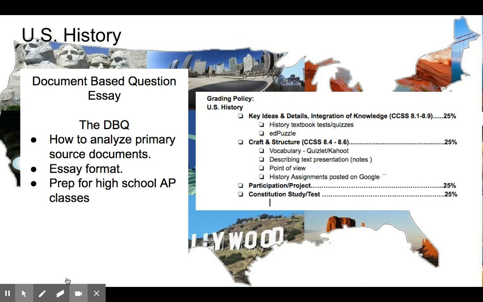This is the grading policy for history. It is also very much based on the Common Core standards. And notice the Constitution test is not 50% of their grade like in the past, because I just don't think that's going to work in distance learning. So I'm going to make everything even. Everything's going to be 25%. The key ideas where we normally put our assessments.